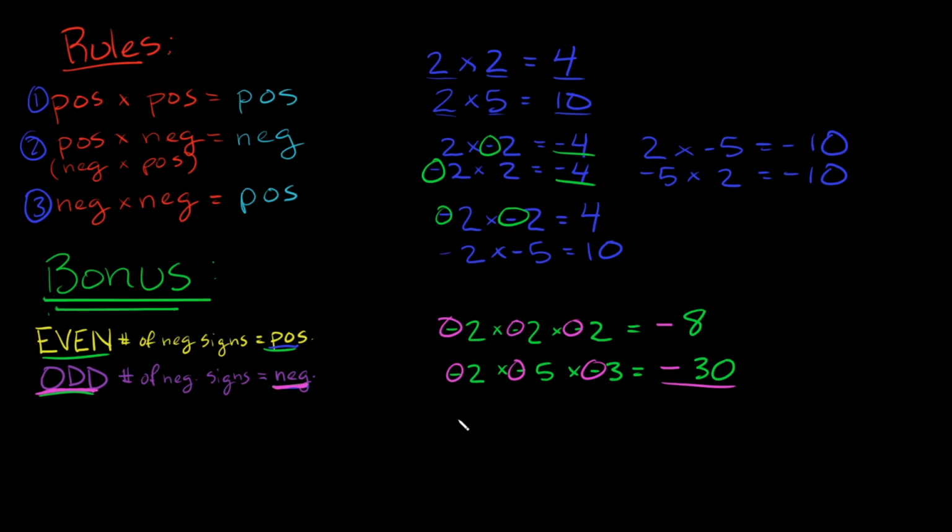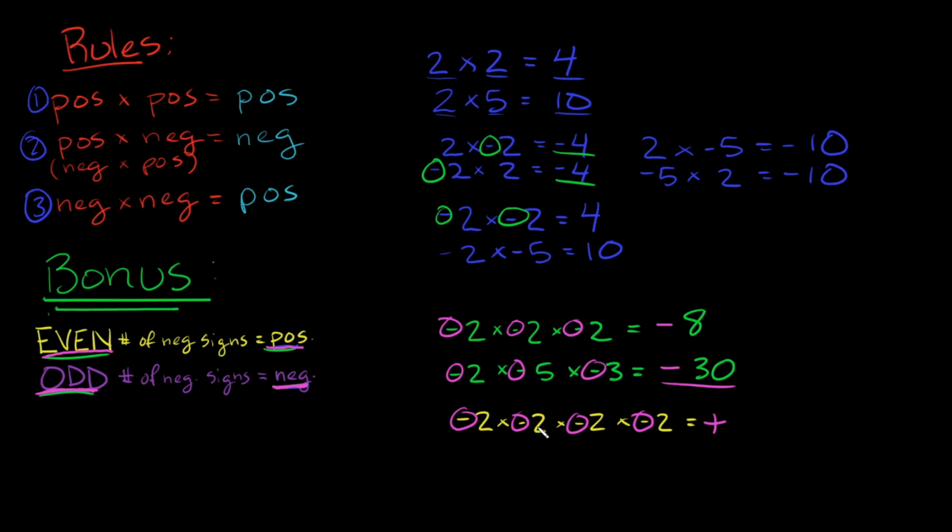Okay, so negative 2 times negative 2 times negative 2 times negative 2. What is that? Well, how many negative signs do we have? 1, 2, 3, 4. Is 4 an even or an odd number? 4 is an even number, so our answer is going to be positive.